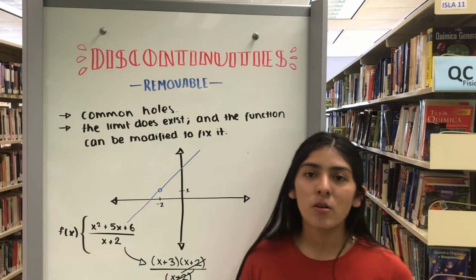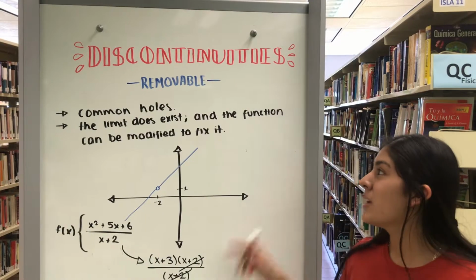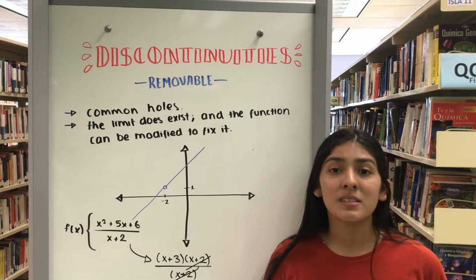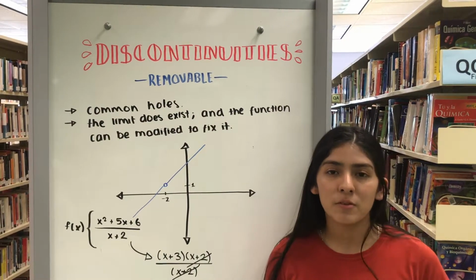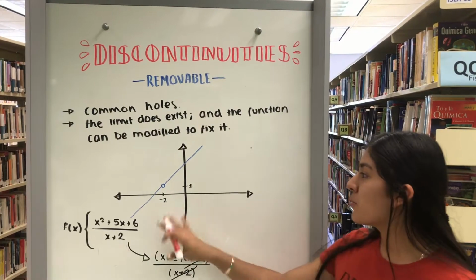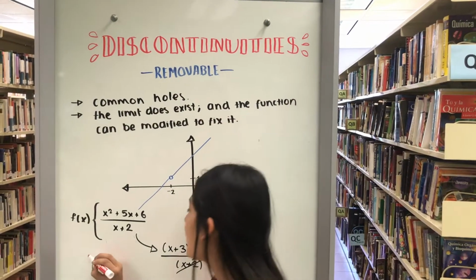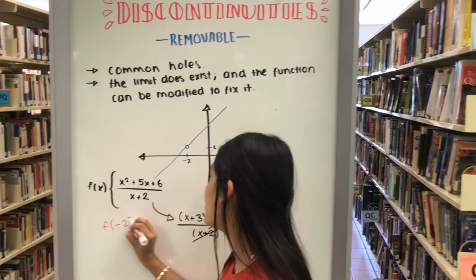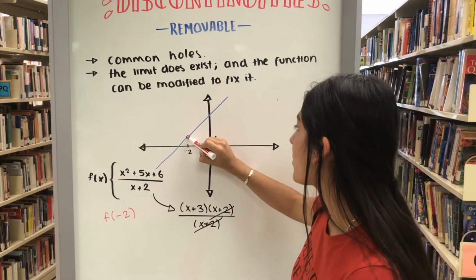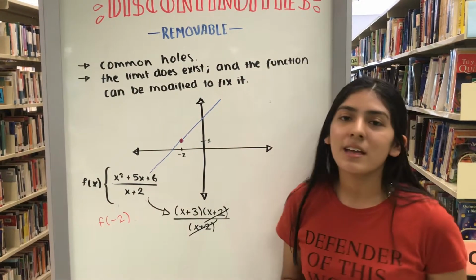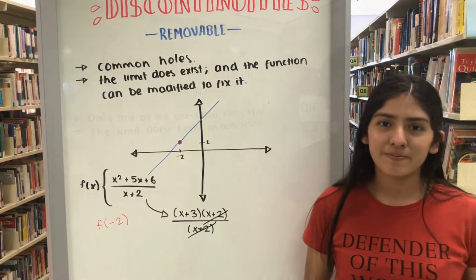This next example is removable discontinuities. So these are the common holes we've known throughout our whole semester, and in these types of functions the limit does exist and the function can actually be modified in order to fix it. For example, if we have this function and we add a value at f(-2), then this hole could become an actual point of the graph and the discontinuity would be fixed.